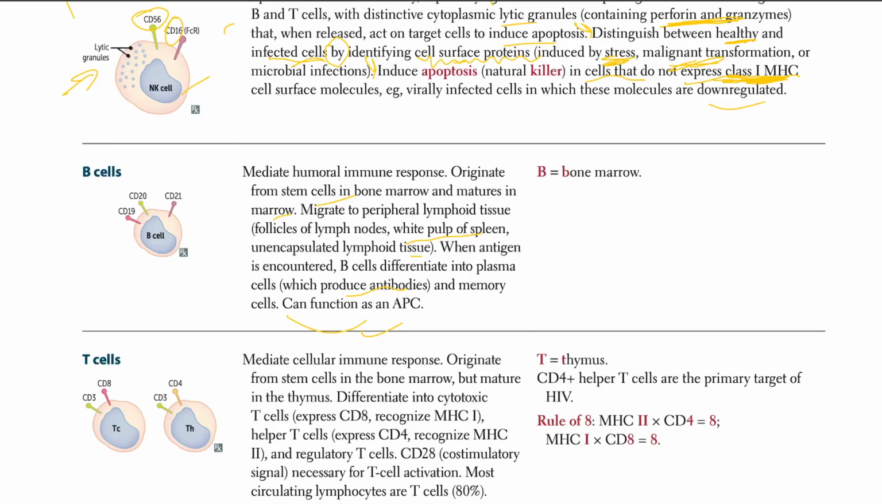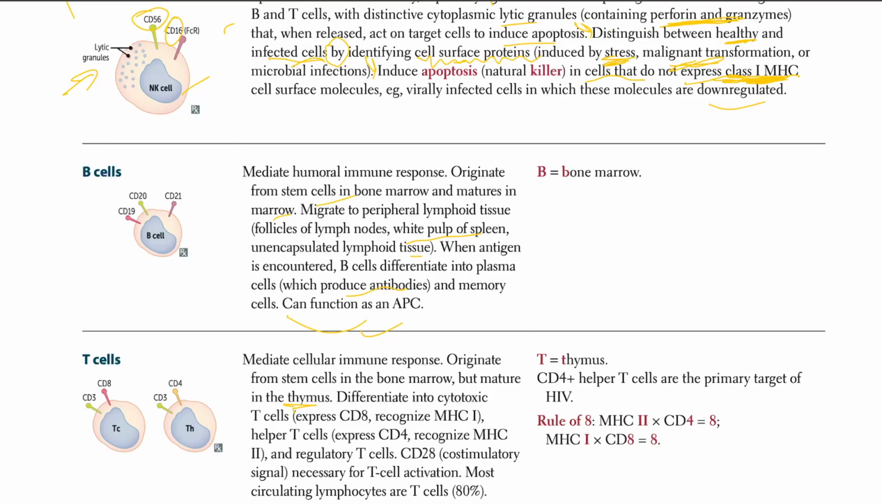Let's talk about T cells. What are the T cells? They mediate the cellular response and originate from the stem cells in the bone marrow, but mature in the thymus. Very important: they mature in the thymus. They need to get thymic education. They're good students. They learn some extra steps.